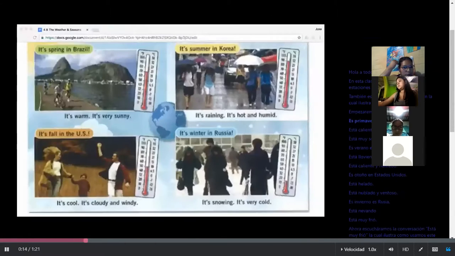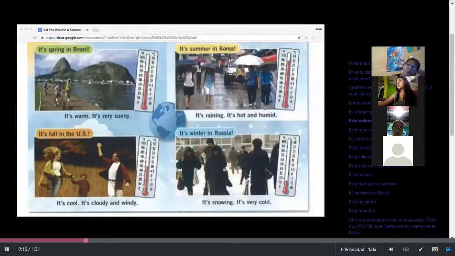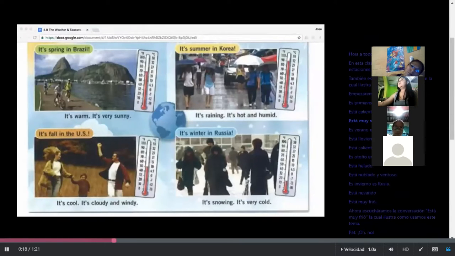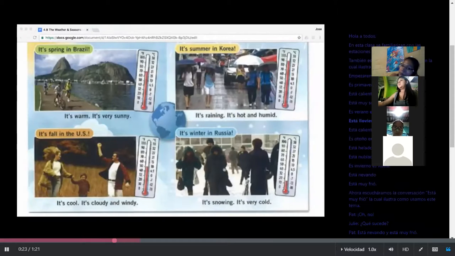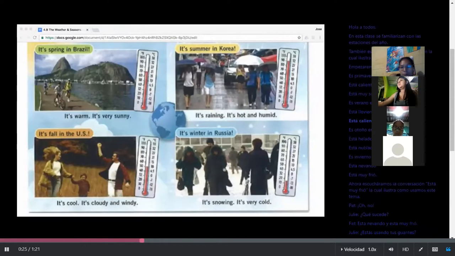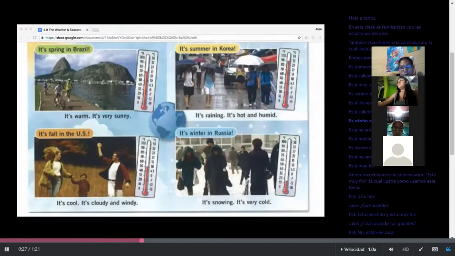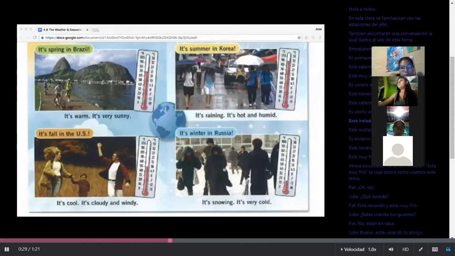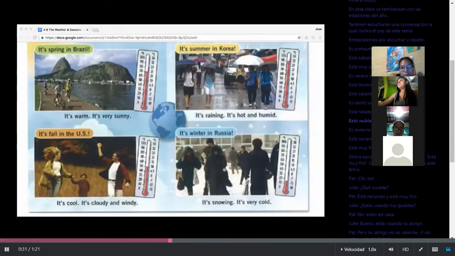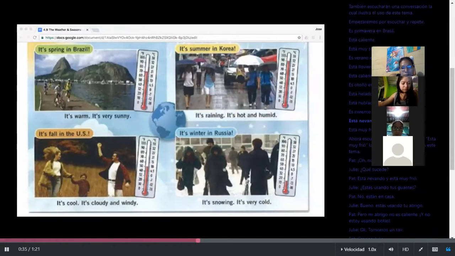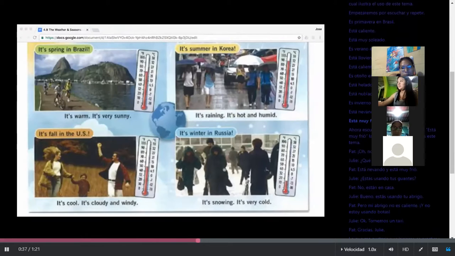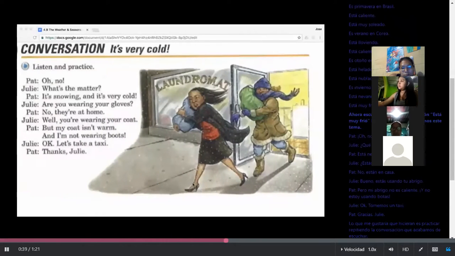It's spring in Brazil. It's warm. It's very sunny. It's summer in Korea. It's raining. It's hot and humid. It's fall in the US. It's cool. It's cloudy and windy. It's winter in Russia. It's snowing. It's very cold.